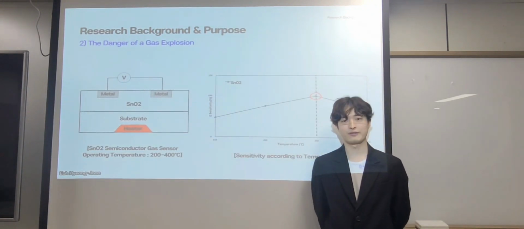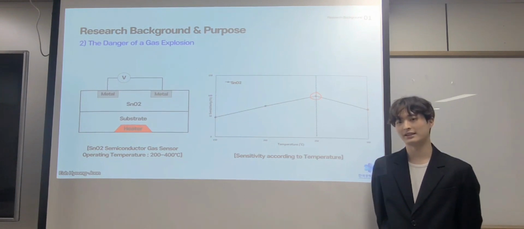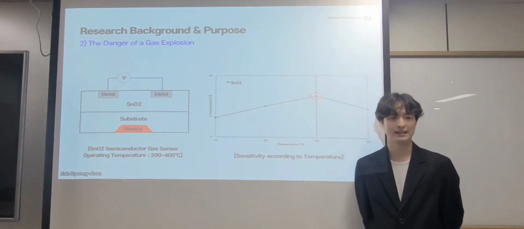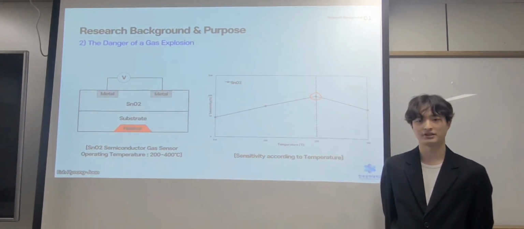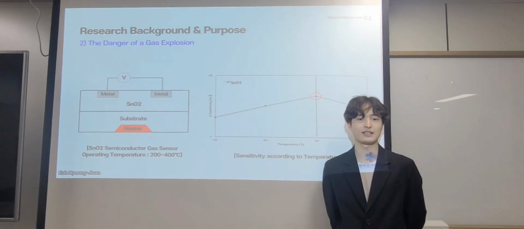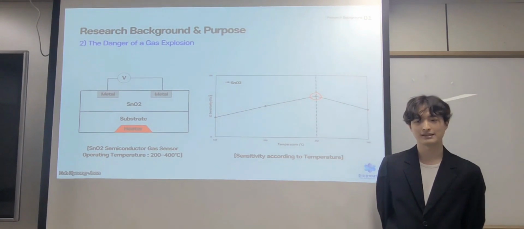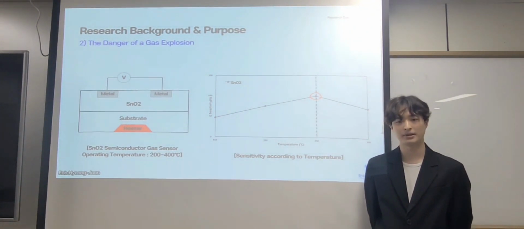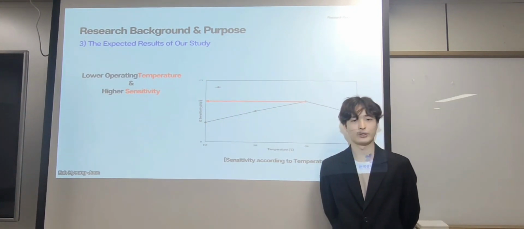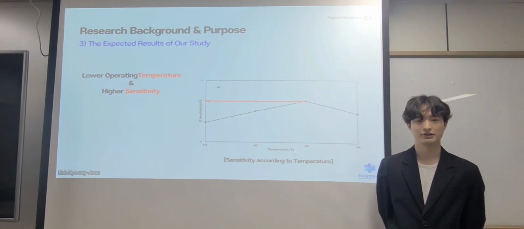The picture on the left side shows the structure of a conventional hydrogen gas sensor, which uses tin dioxide as the sensing material. And the picture on the right side shows the graph of its operating temperature. As you can see, the operating temperature of the tin dioxide hydrogen sensor is over 150 Celsius. This means the sensor can't save us under that temperature. To solve this problem, we concluded that the sensor should have a lower operating temperature.